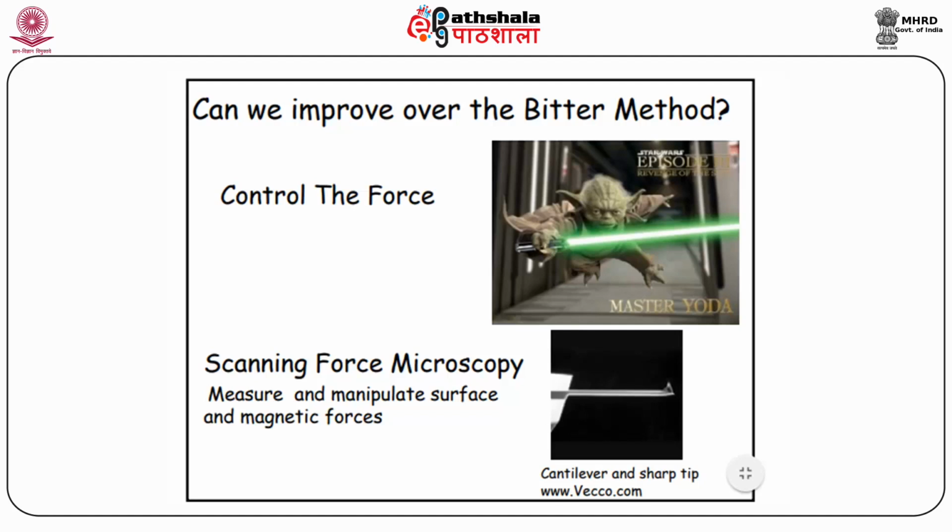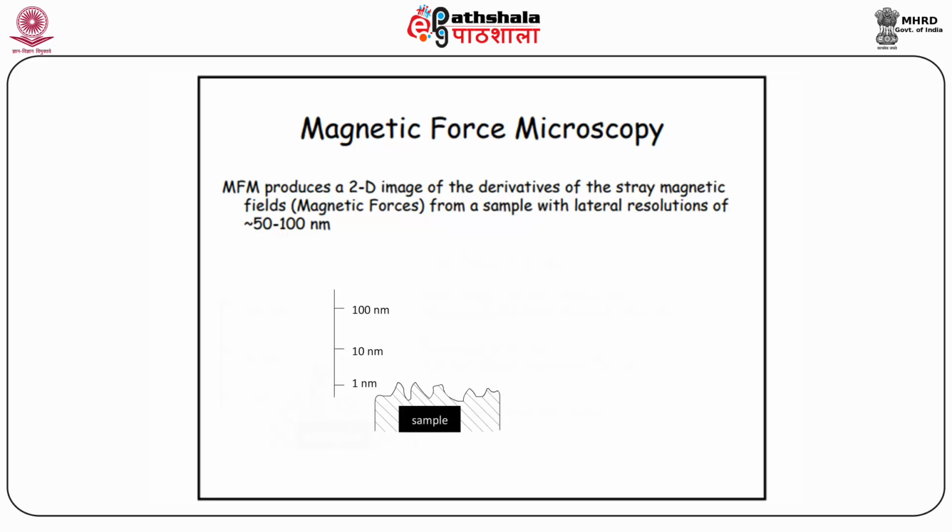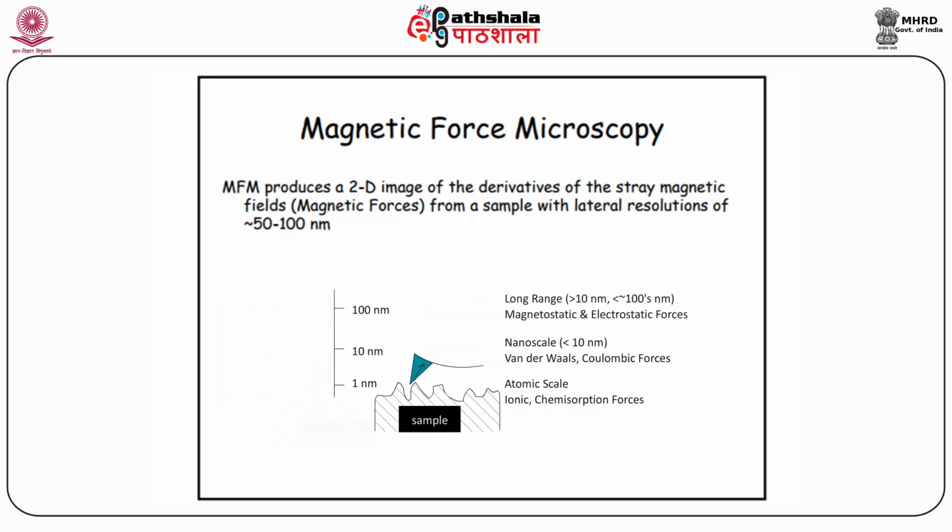Scanning force microscopy, if we use it to measure and manipulate the surface and magnetic forces, can really help in getting better images. Here, the cantilever and sharp tip have been shown. Magnetic force microscopy produces a 2D image of the derivatives of the stray magnetic fields, that is, what we call magnetic forces, from a sample with a lateral resolution of 50 to 100 nanometers.